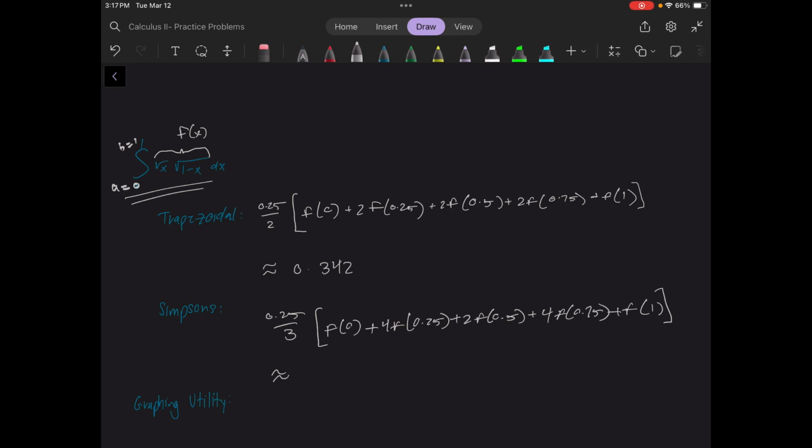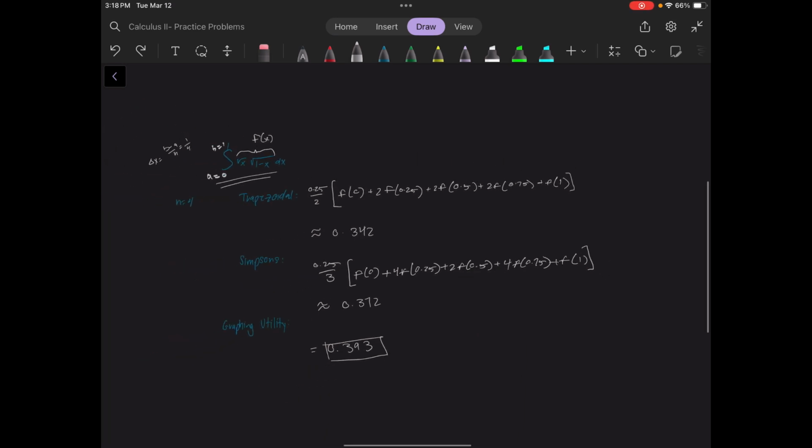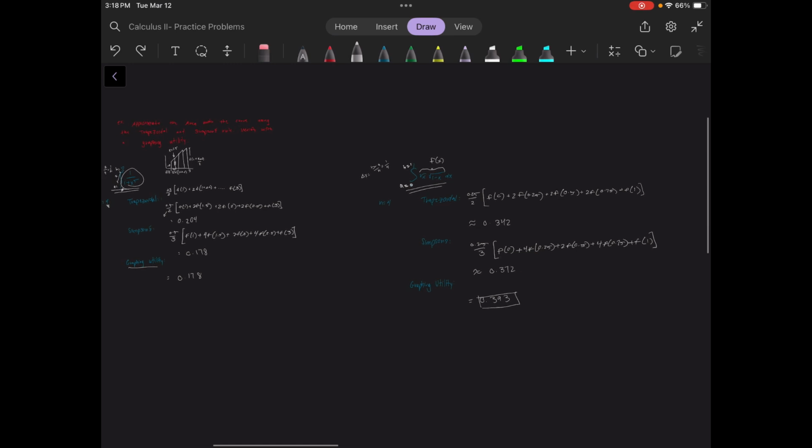And when we plug this into the calculator, we get about 0.372. Okay, getting closer. Finally, you can just plug the function into your calculator, and the value I got was 0.393. So this is the exact value. This was pretty close. This one was a little further off, but they're still pretty good approximations, right? So now let's look at error. Well, that's how you do Simpson's rule and trapezoidal rule.